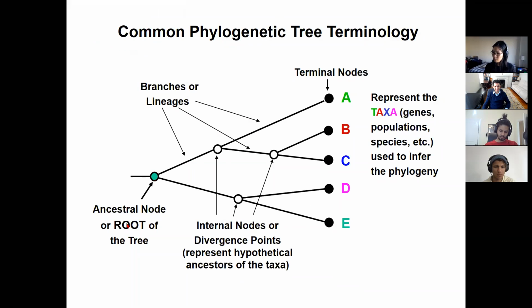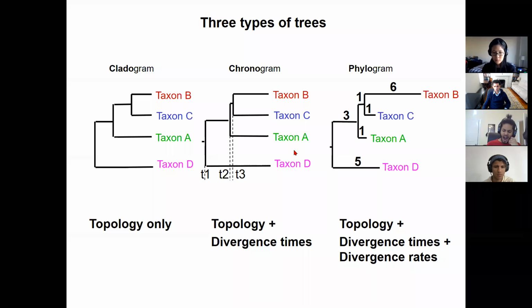So we're going to be talking about the ancestral node or the root of the tree. We're going to be talking about internal nodes or divergence points, and these are representing hypothetical ancestors of the taxa. We're going to be talking about branches or lineages for each of those, and we're going to be talking about the terminal nodes or leaves, the leaf nodes that are observable today. So these represent the different taxa, genes, populations, species that are used to infer the phylogeny. So most of the time, we're going to be having information only here. We're going to be inferring probabilistically the information in the ancestral nodes.